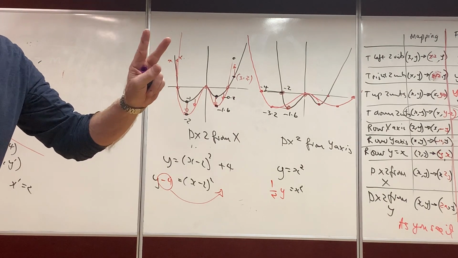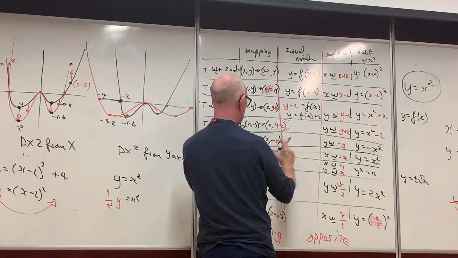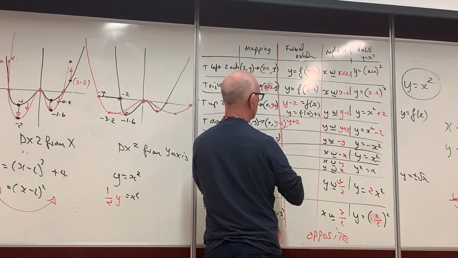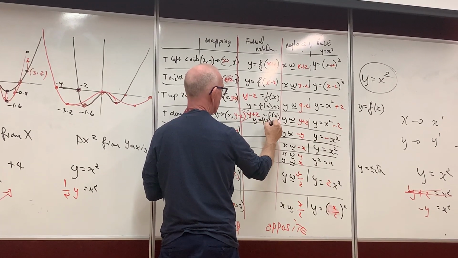Is that okay so far? So, if I translate down 2 units, it becomes y plus 2 equals f of x. So y equals f of x minus 2.